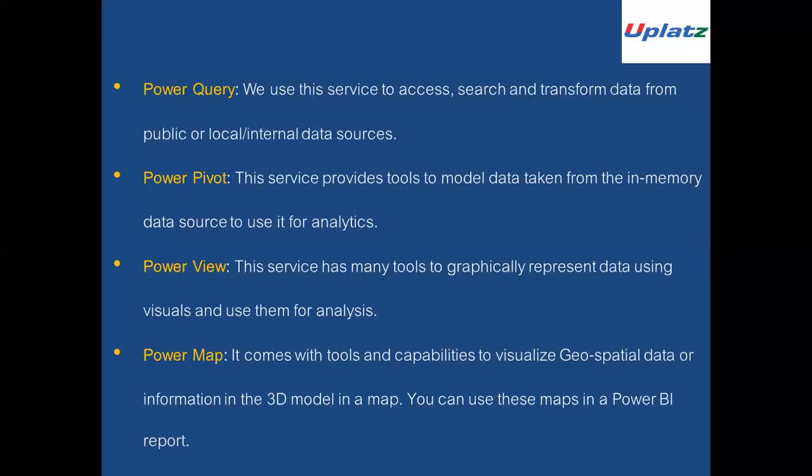As we know, when we want to deal with geographical data, we use Power Map, and it comes with the tools and capabilities to visualize geospatial data or information in a 3D model in a map, and we can use these maps in the Power BI report. Geospatial or geographical data can be represented in the form of a 3D model map by using the Power Map component.